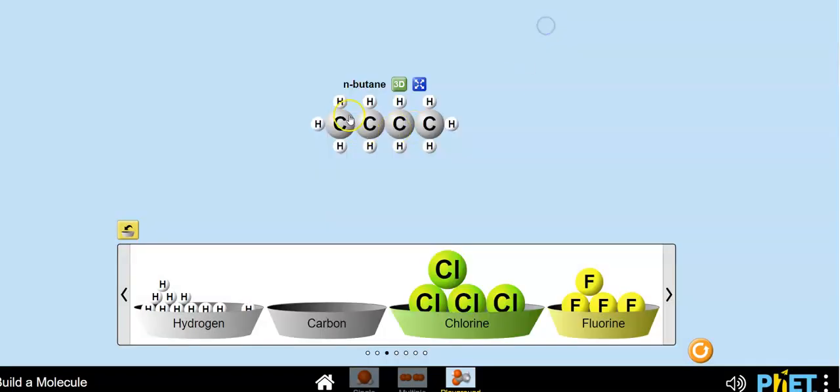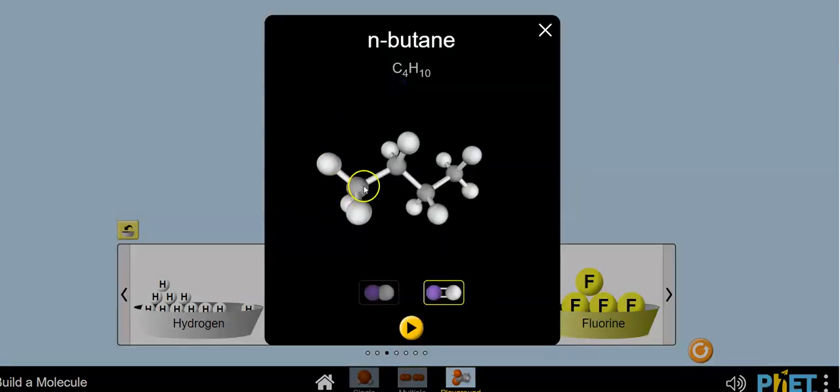And then the carbons on the end, they each have 1, 2, 3 hydrogens bonded to them. Here's the carbon on the other end, 1, 2, 3 hydrogens bonded. So here's carbon on the left. It's got 1, 2, 3 hydrogens. Carbon on the right has 1, 2, 3 hydrogens. Keep in mind, every stick represents 2 electrons, and they're being shared between the 2 atoms.